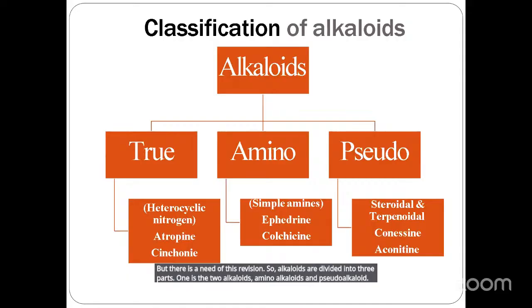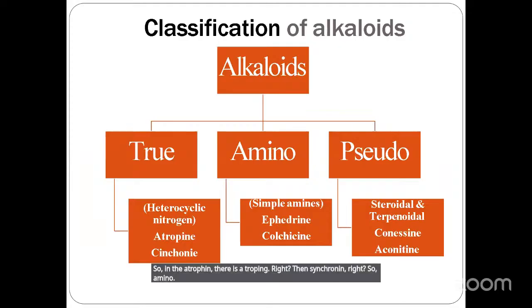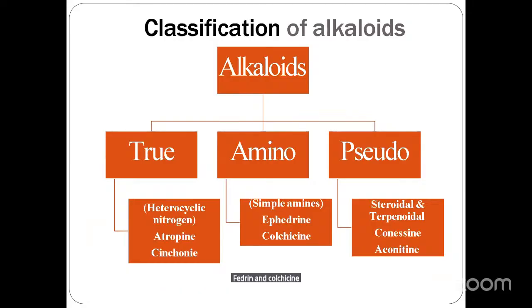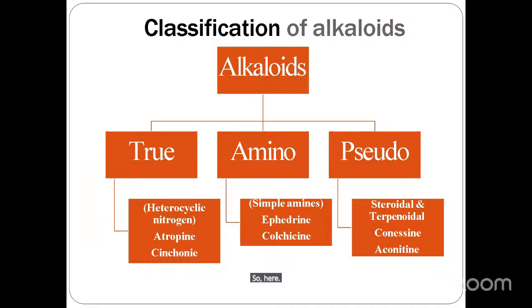In the true alkaloids, there is a heterocycle containing alkaloid, so there is atropine. In atropine there is a tropane, right? Then strychnine. Then amino, simple amines. So there is ephedrine and colchicine. These are the simple amines. And pseudo alkaloids are steroidal, and terpenoidal, like coniine and aconitine. So this is the classification into amino and pseudo.